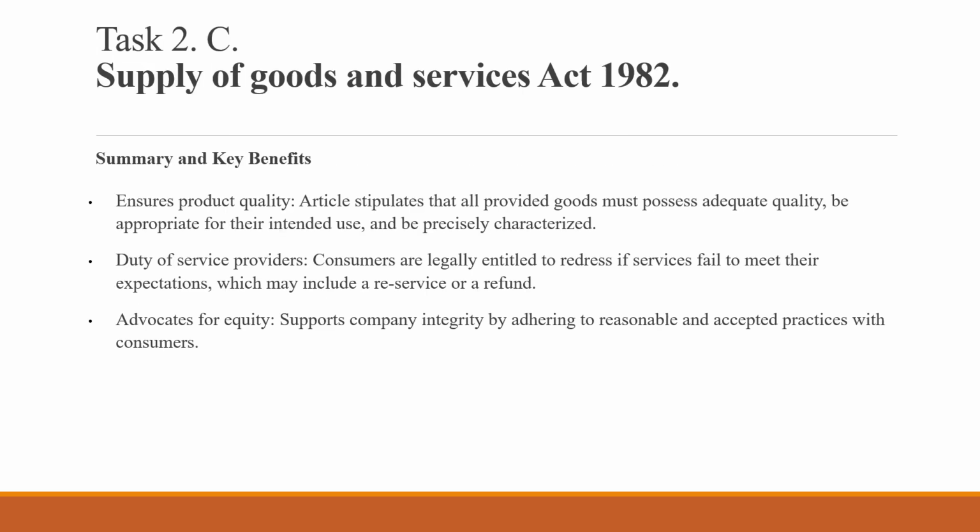Supply of Goods and Services Act 1982. In this slide, I try to summarize and bring out the key benefits. Number one, I said it ensures product quality. The act stipulates that all provided goods must possess adequate quality, be appropriate for the intended use, and be precisely characterized.